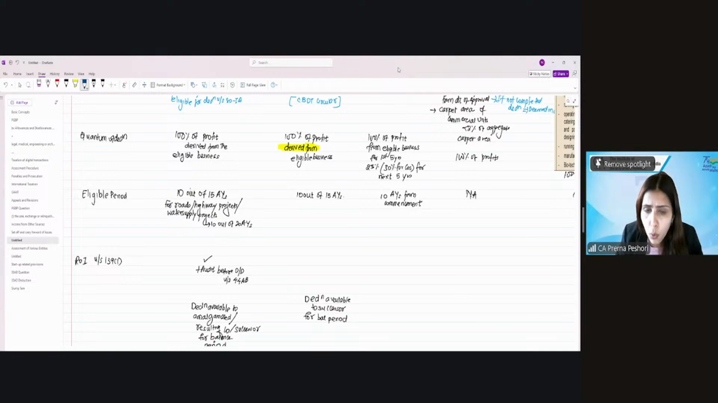Now please note that this is only available for all the eligible businesses which starts the development or operation and maintenance before 1/4/2017. After 1/4/2017, if you start, you will not be eligible for the ATIA deduction. Are we clear? So just write it over here.